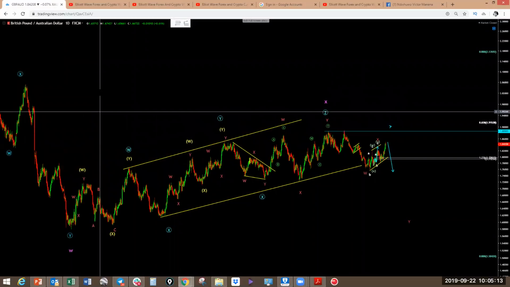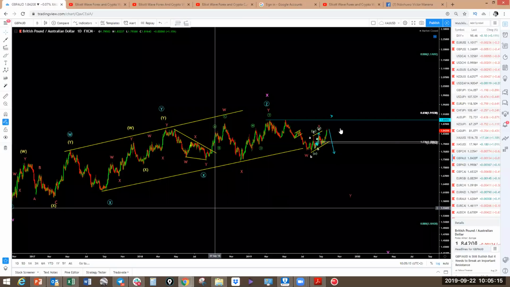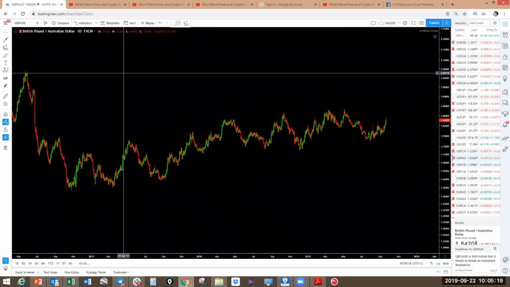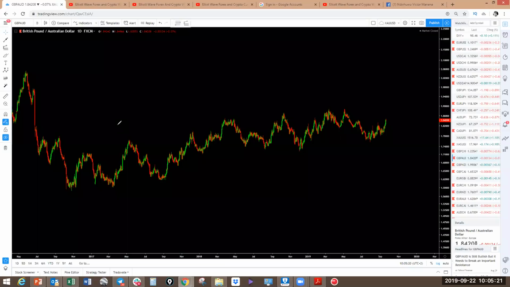Let's go back here. If this keeps pushing higher with the rest of the pound pairs, because they're strong now, this will be the structure. This will be your W, this will be your X, this will be your Y.